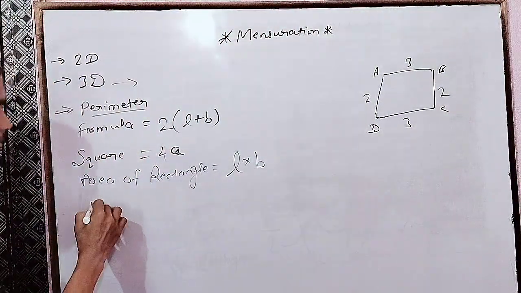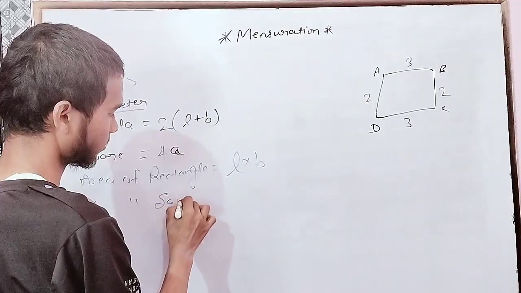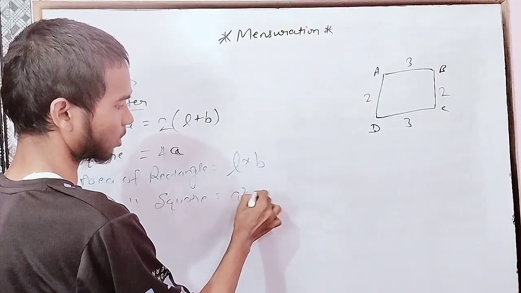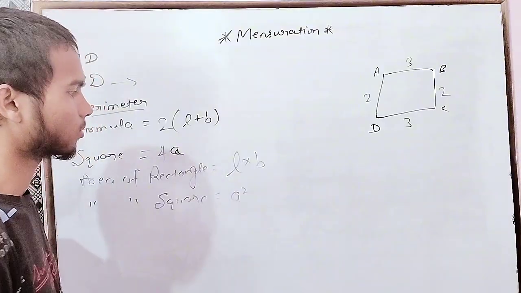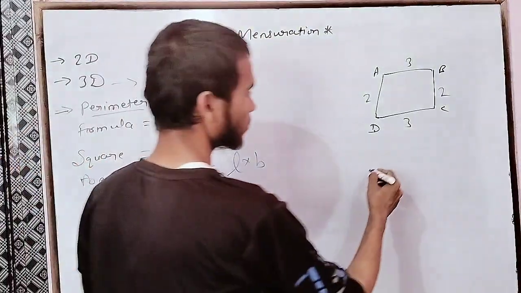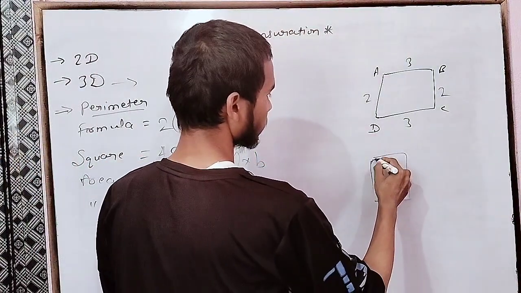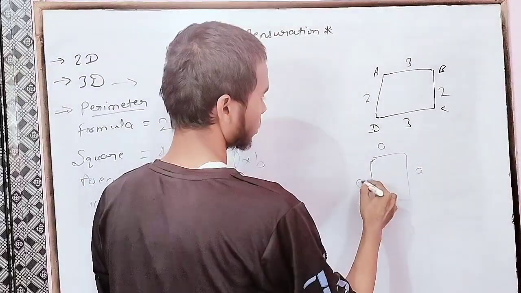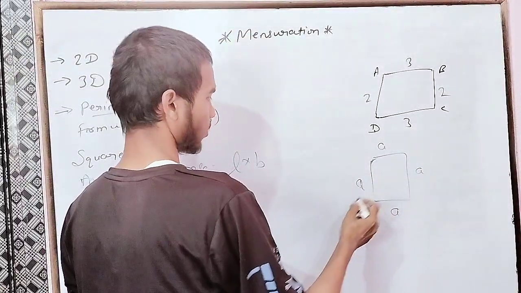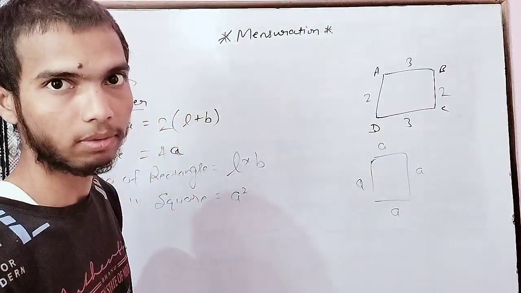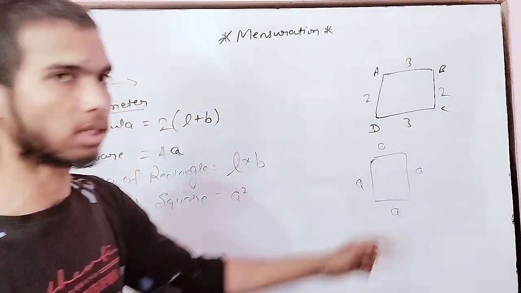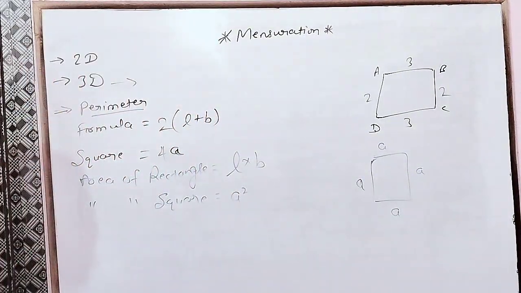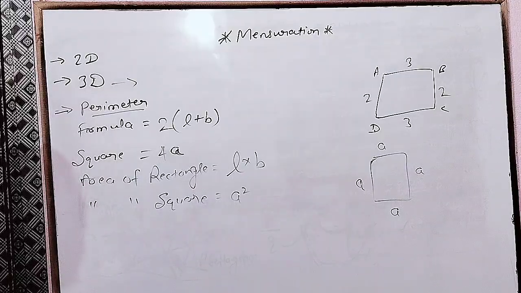Area of a square is what? A square. Why? This is a. So we have taken two because this is the breadth and this is the length. That's all. Okay. One is a for length and the second is a for breadth.